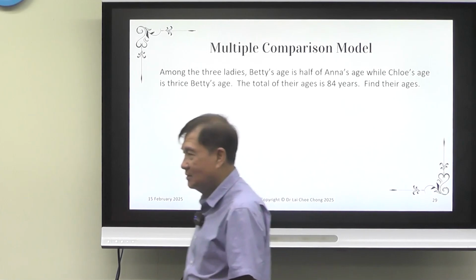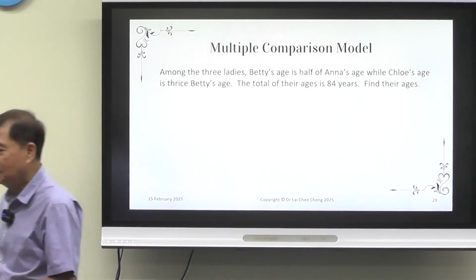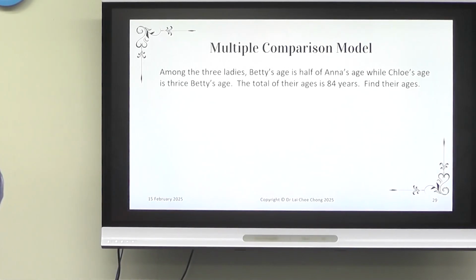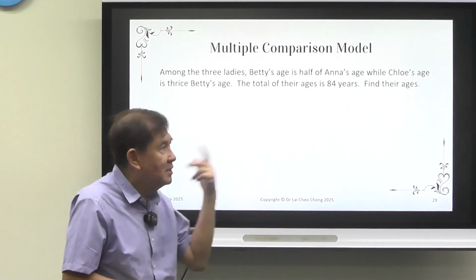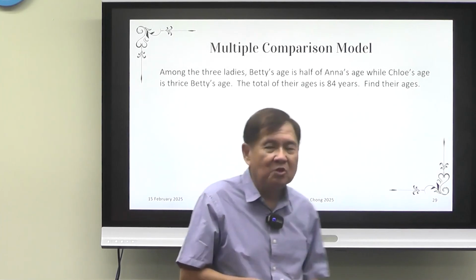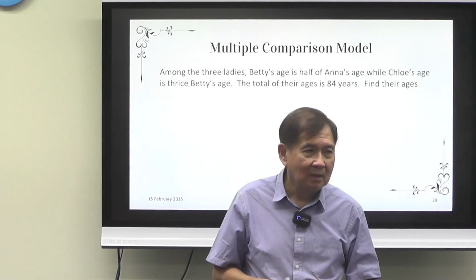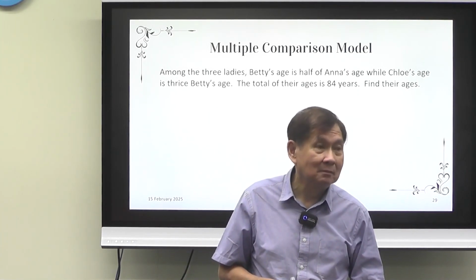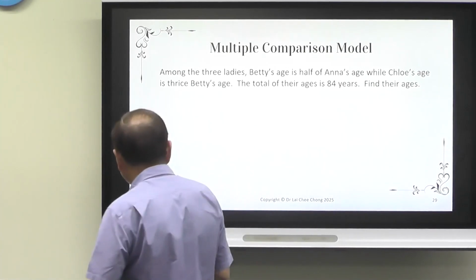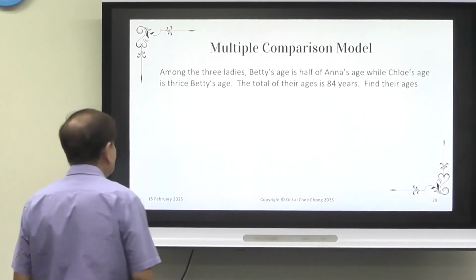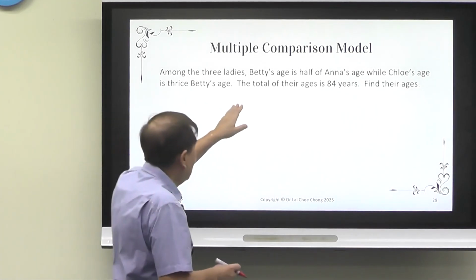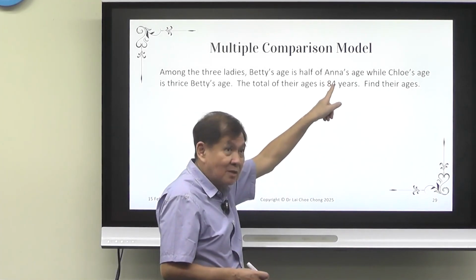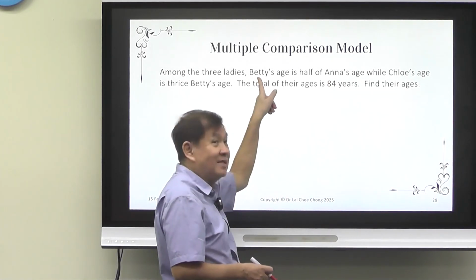Now, of course, I have to draw the bar model depending on the age. Who should I draw? How should I do it now? Let us say that if I use my reasoning in my previous questions, what should I do? I'll try to find who's the youngest one. Am I right? Yes, good. So among the 3 ladies, who's the youngest one? Let me see. Betty's age is half of Anna's, so Anna is older, Betty is younger. Good.